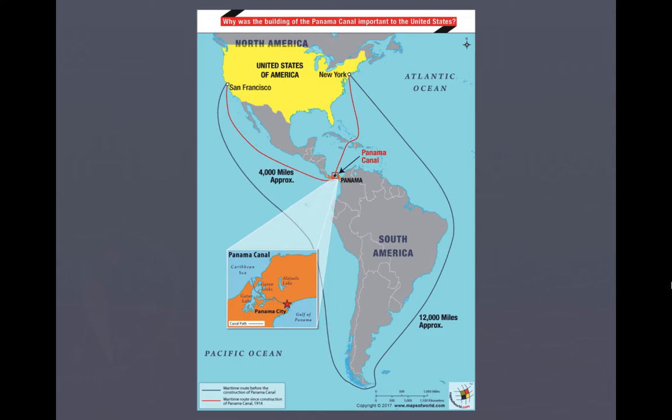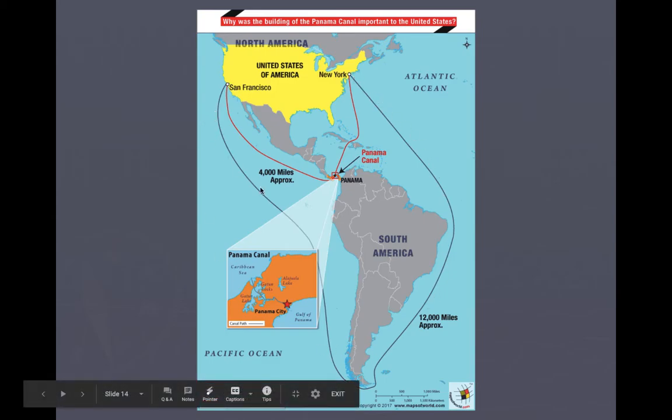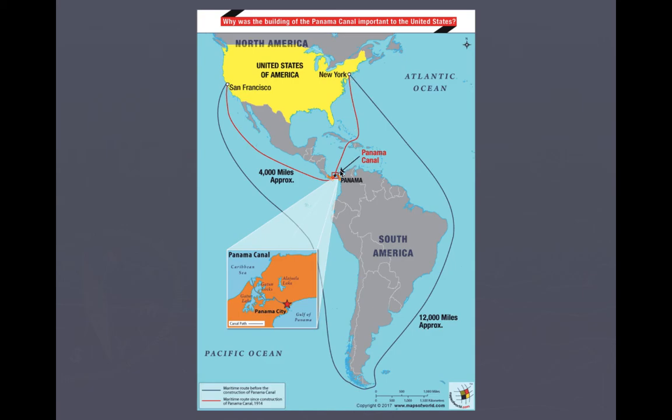So this right here shows again the Panama Canal, and so to go from New York to San Francisco, it would be about 12,000 miles. But to go from New York to San Francisco using the canal, now it's only 4,000. So it's a lot easier to maneuver through the world.